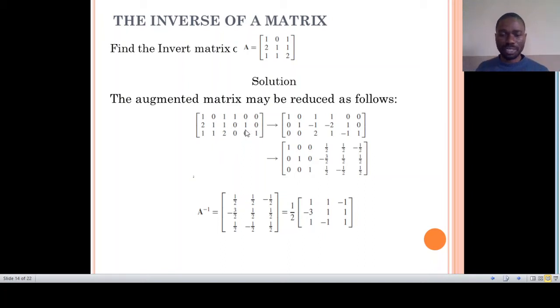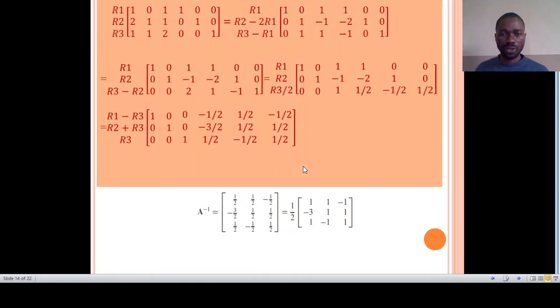After forming your augmented matrix, you now proceed to reduce your matrix so that you will have something in this form at the end of the day. I've solved it for you here. Here is row 1, row 2, row 3. First of all, my row 1 is okay.